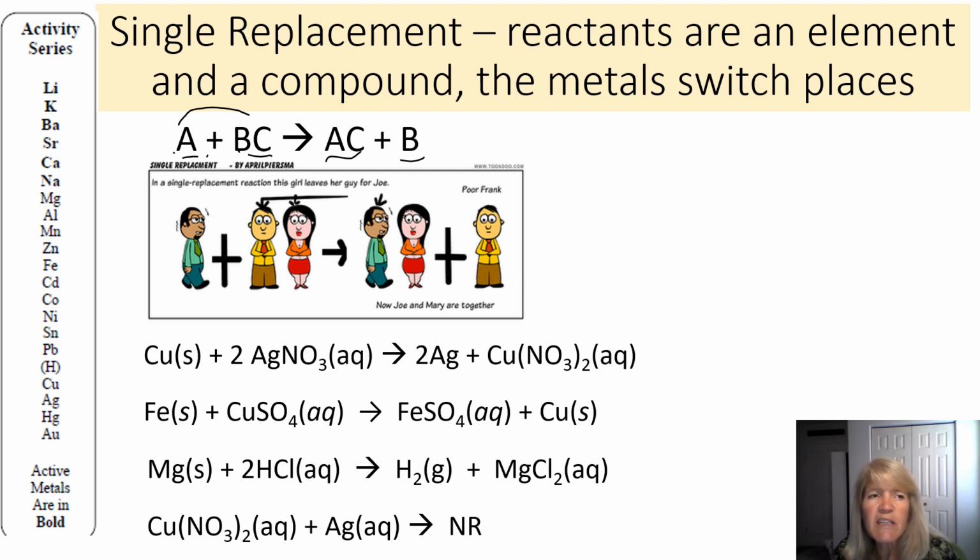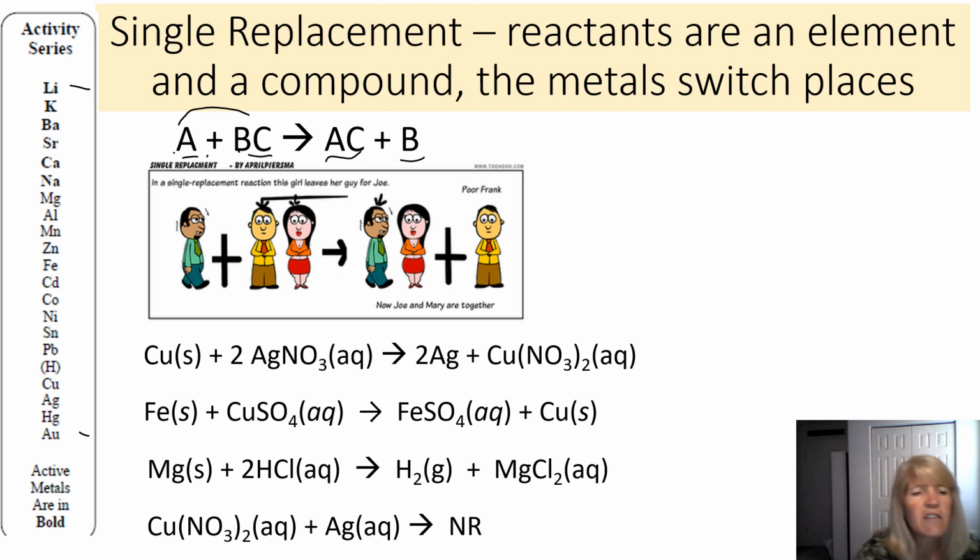And we determine these based on the activity series. And on your periodic table, you have this activity series, and it lists the metals from the most active to the least active. And the most active metal is the one that would most want to be in a compound. So lithium really wants to be in a compound, where gold, not so much. And so in any single replacement, you can decide whether that's going to happen or not based on the activity series. So let me show you how that works.